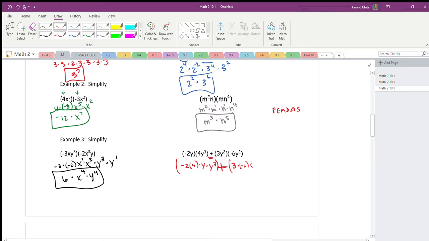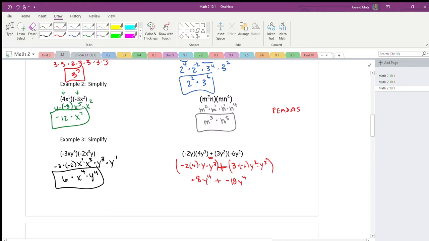And then y squared times y squared. So -2 times 4 is -8. Y times y to the 3rd is y to the 4th. Still have that plus sign there. 3 times -6 is -18. And then y squared times y squared is y to the 4th.